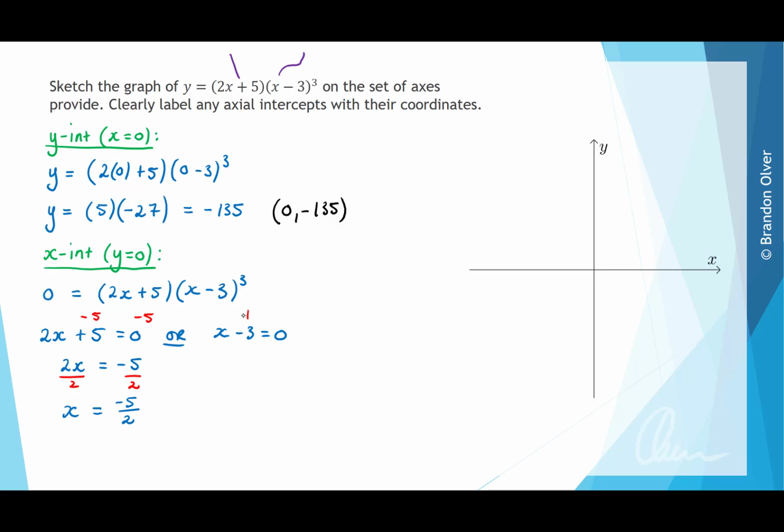For the second equation, we simply add 3 to both sides, and that will find x is equal to positive 3. Therefore, we have x-intercepts of (minus 5 divided by 2, 0) and (3, 0). The last thing we need to check before we graph this is whether or not it is a positive or negative quartic. So if you were to expand these brackets, you'd find that the x to the power of 4 term has a positive coefficient, which means that this graph is going to look something like this.